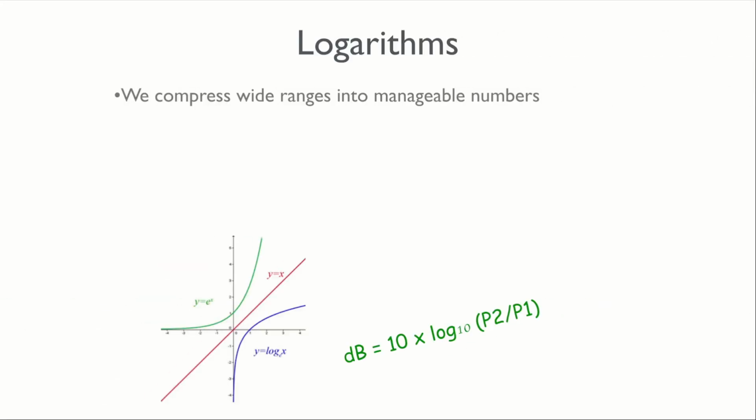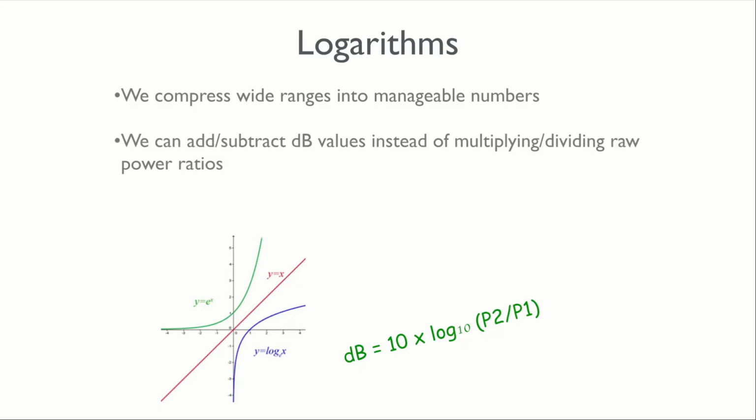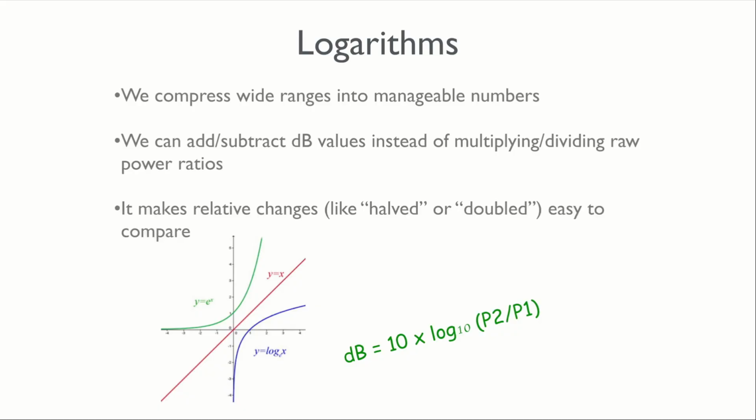Optical power spans a huge range. If we use only a linear scale, small numbers will look invisible compared to large ones. Logarithm is the inverse of powers of 10. They actually undo multiplication or division. By using a logarithmic scale, such as dB or dBm, we compress wide ranges into manageable numbers. We can add and subtract dB values instead of multiplying or dividing raw power ratios. It makes relative changes like halves or doubles easy to compare.